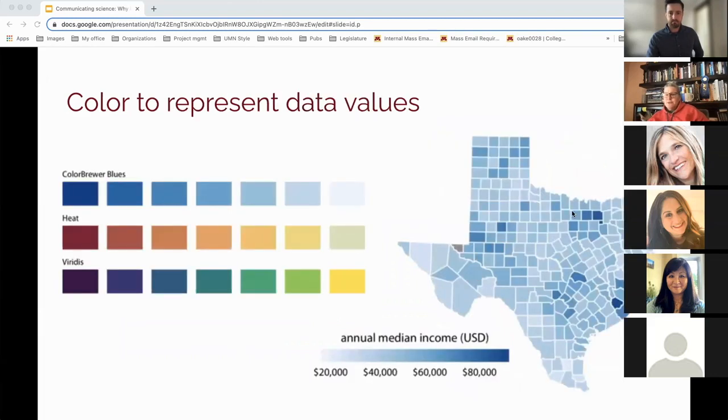The other option is to use color to represent data values. This would be the most common way that we're used to seeing maps used to tell a data story, where you have essentially a color scale that can either be a single color scale, starting from lightest to darkest, or a scale that starts with one color and moves to another to indicate the density of data in particular geospatial regions.